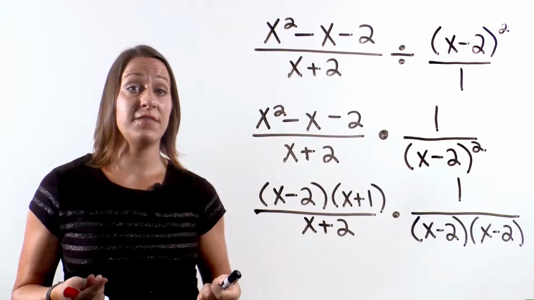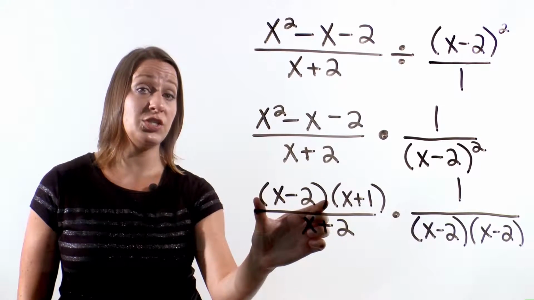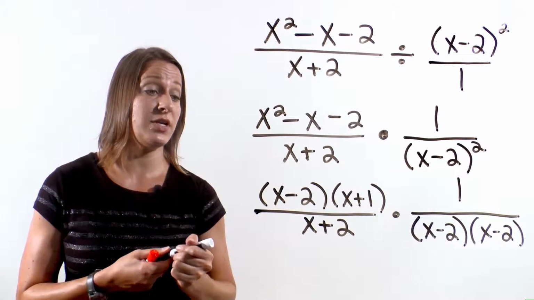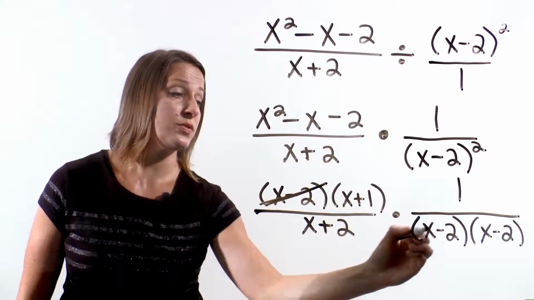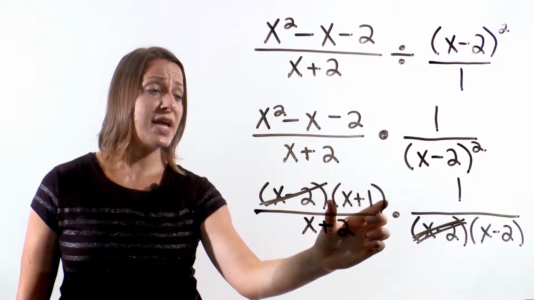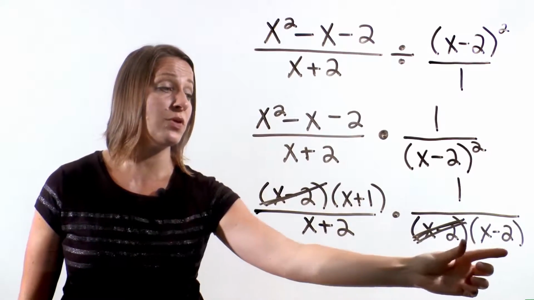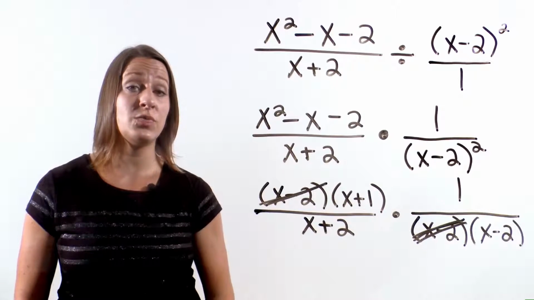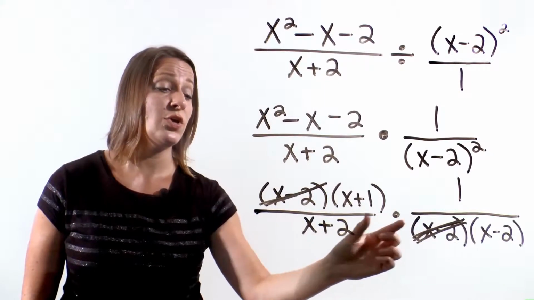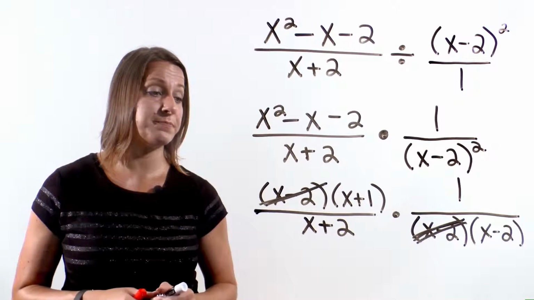Okay, now that we have everything factored, we're ready to see if we can cancel anything. Notice that we have an x minus 2 in the numerator, and we have the exact binomial x minus 2 in the denominator. So we can cancel one of those. Next, we do have an x plus 1 in the numerator, but we do not have that exact binomial in either of the denominators, so we cannot cancel that. Same goes with the x plus 2 and the x minus 2. We do not have the exact binomial in the numerator, so we cannot cancel those either.